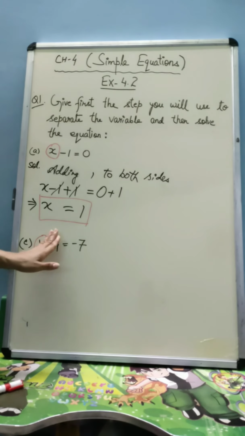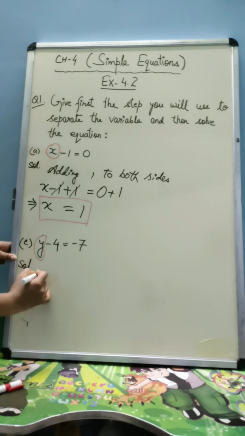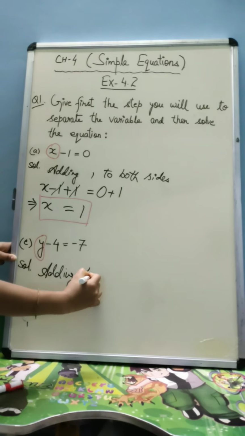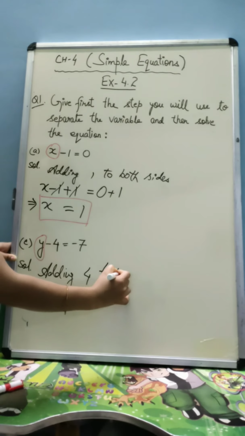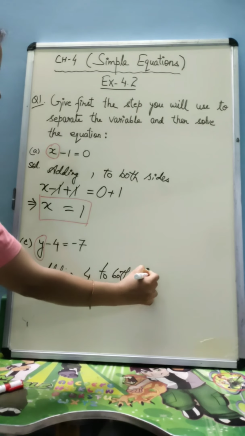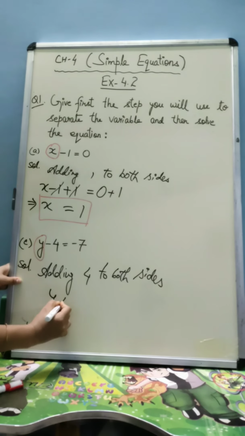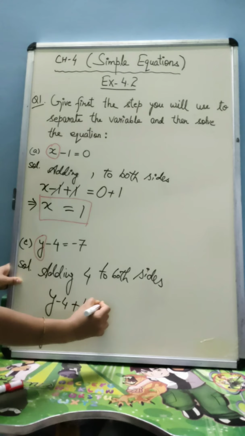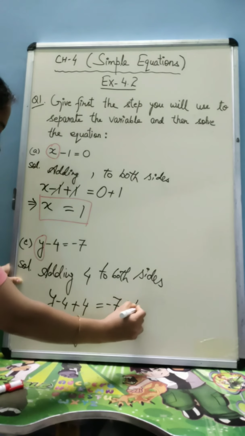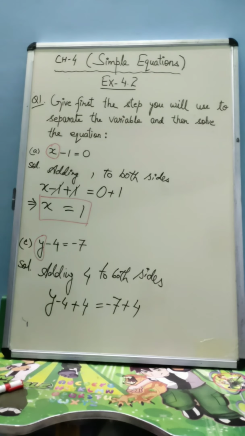So how will we do it? We have to remove this minus 4. So how will we remove this minus 4? Again, we have to just add the same number but with opposite sign. So what we will do is we will add 4 to both the sides. Okay, so if we add 4 here, we have to add the same number to the RHS also.